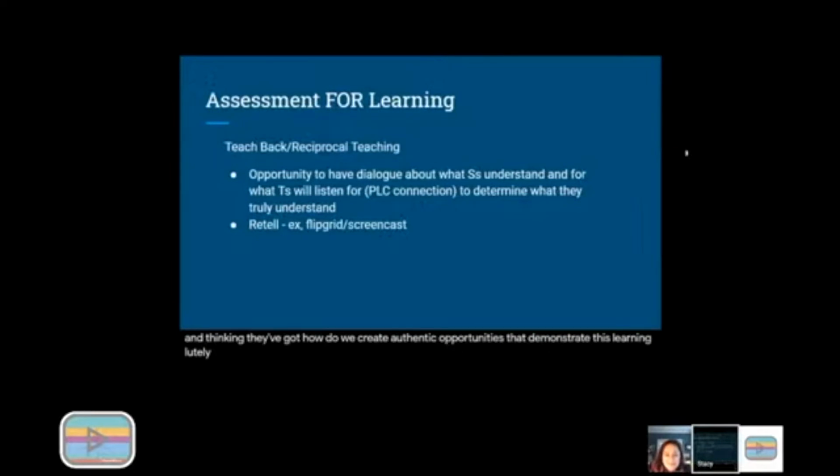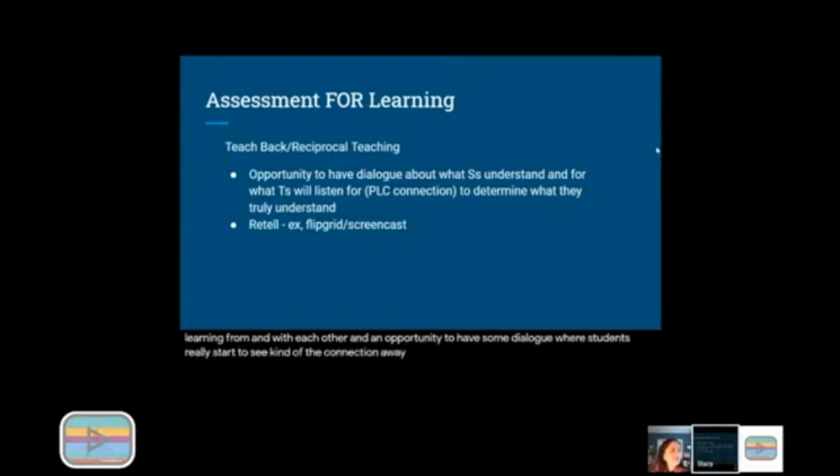Teach back or reciprocal teaching is one that's been around for a while. Most of the time, teachers use it as a way to get some assistance in the classroom, but we want to change that idea. We don't want to use students as additional teachers, but we want to make this an assessment for learning so that they're working together more in a collaborative setting, learning from and with each other, and having some dialogue where students really start to see the connection.